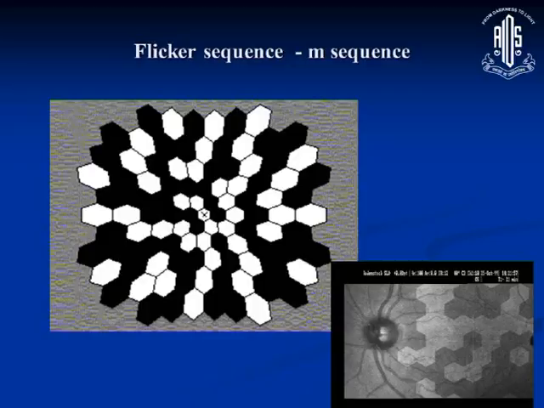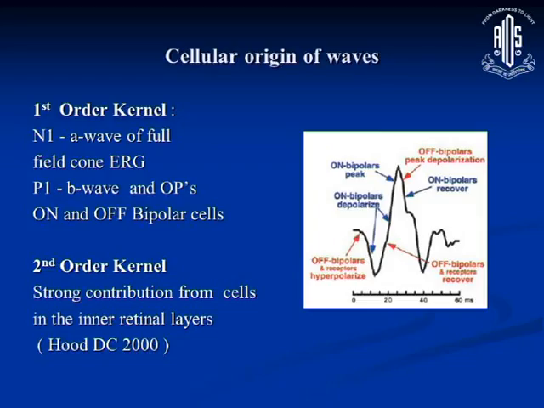This is the flicker sequence, that is the M sequence, by which the retina is stimulated to get the mfERG response. Now coming to the origin of the waves, how does it differ from the standard full-field ERG? Instead of A and B waves, what we have here is an N1 and a P1 wave. N1 is the A wave of the full-field cone ERG, and P1 is the B wave and oscillatory potentials derived from the on and off bipolar cells. We have a first order kernel response and a second order kernel response.